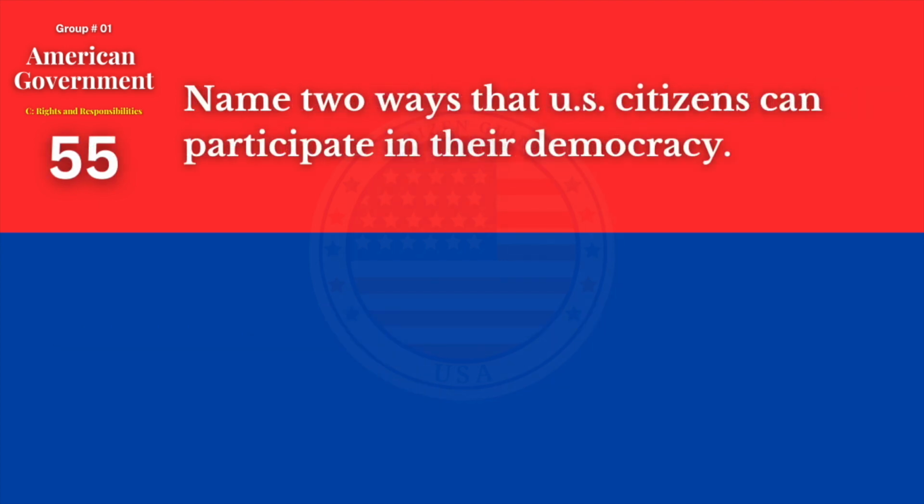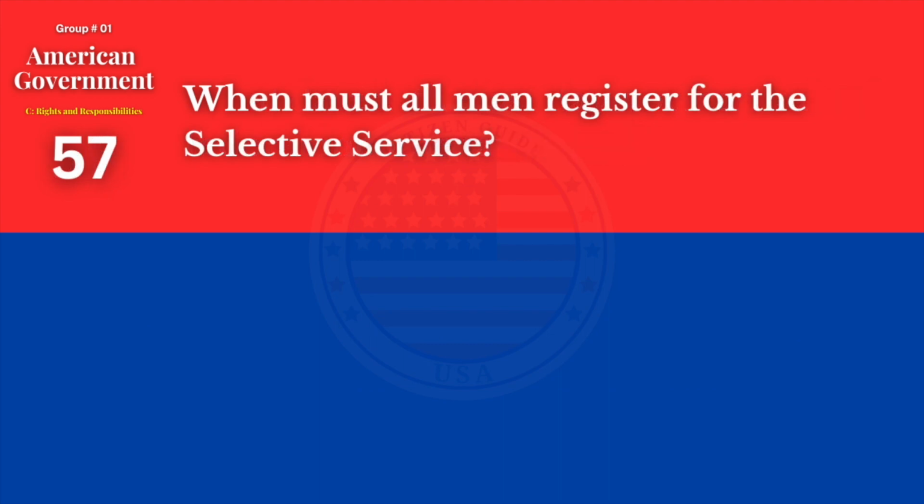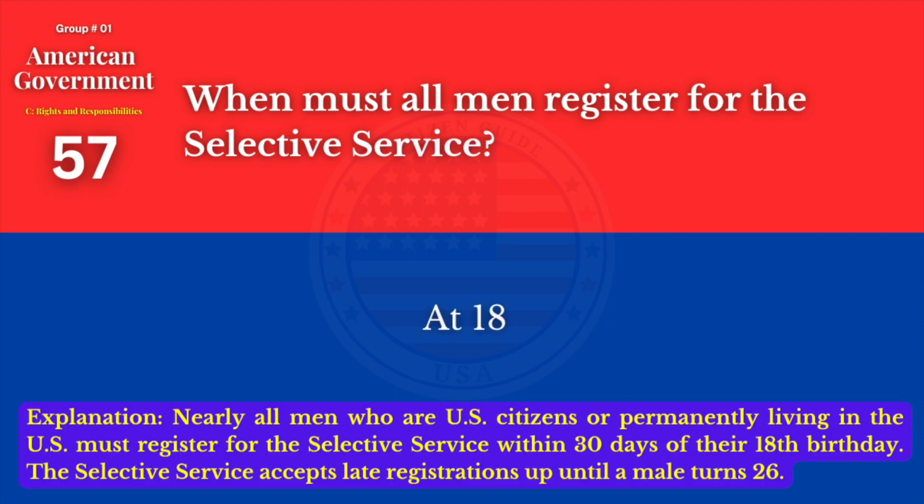Name 2 ways that U.S. citizens can participate in their democracy. Vote, join a political party. When must all men register for the Selective Service? At 18.